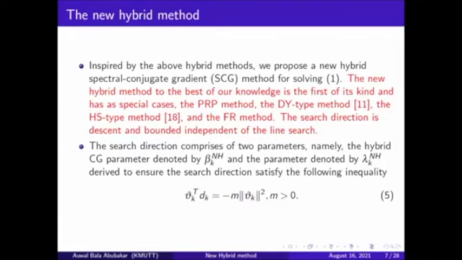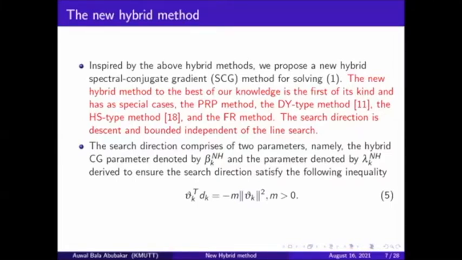An important thing about this algorithm is that it has special cases. The PRP is going to be a special case. The DY type method given in 11 is going to be a special case. The HS type method given in 18 is also a special case. And the FR method is also going to be a special case of this new algorithm. The search direction is also descent and bounded, independent of the line search.